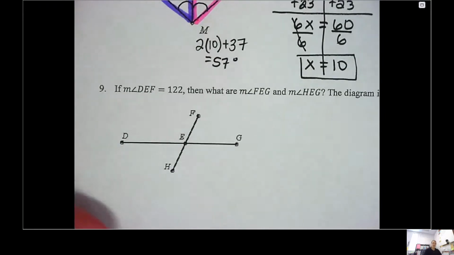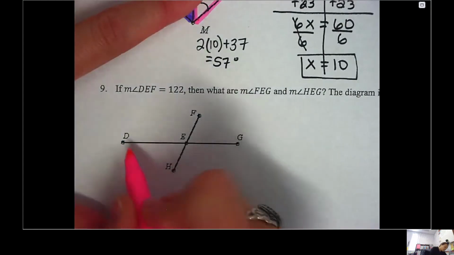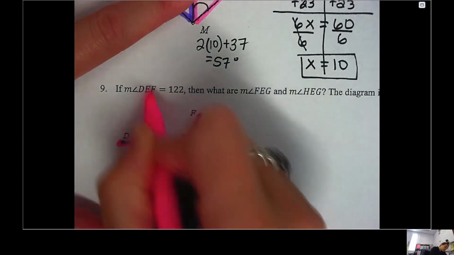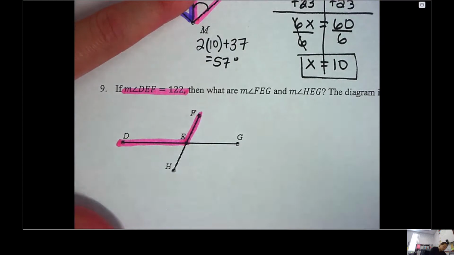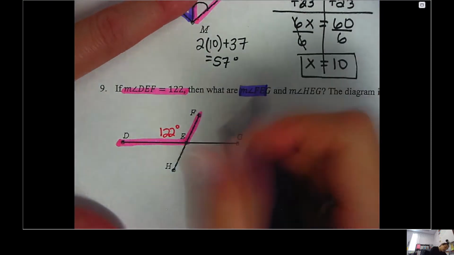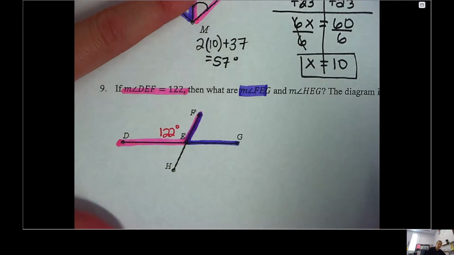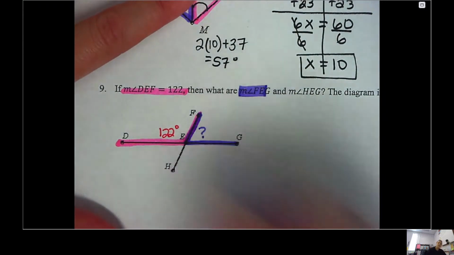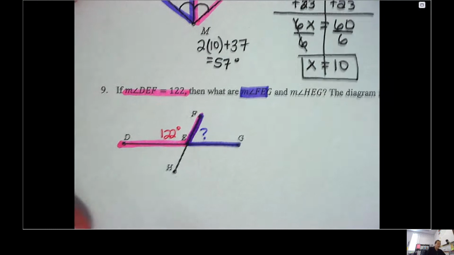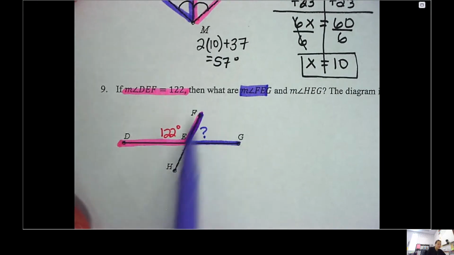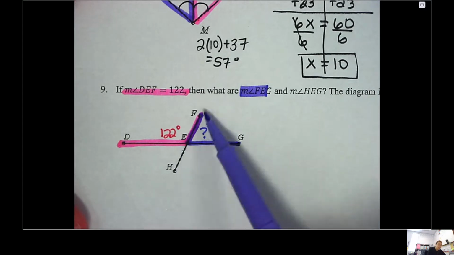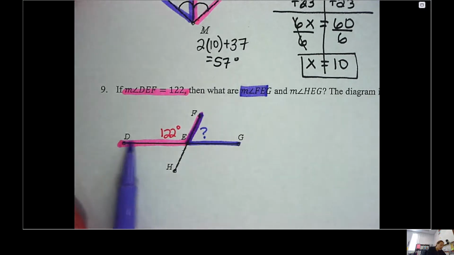If the measure of angle DEF, so here's DEF right here, is 122 degrees. Sorry, the degree symbol's not there. Then what are the measures of angle FEG? So let's do this one first. FEG. So I want to know, okay, what is this angle right here? Now, you should notice when I have highlighted here my two angles, notice that they are adjacent. They're next to each other. They share this side right here. And in total, I make this straight line right here, line DG.